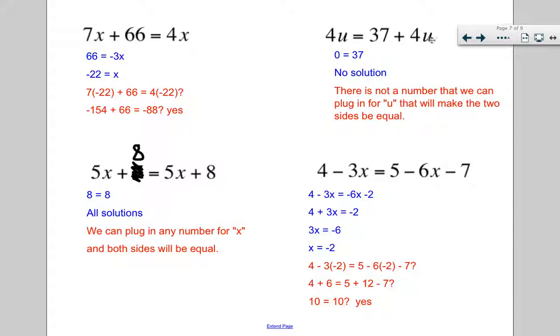Over here, I subtracted 4u from both sides. When I did that, I got 0 equals 37. Okay, and that is an untrue statement.